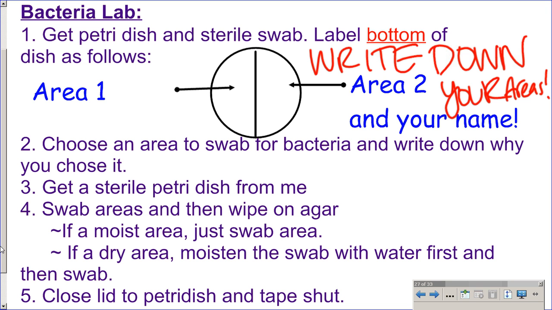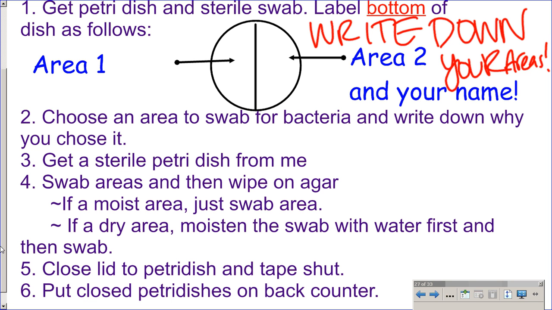If it's a dry area, you're going to wet your Q-tip with some water and then wipe it. Chandler, where'd you put yours? Where'd you put your bacteria? On the back last station.